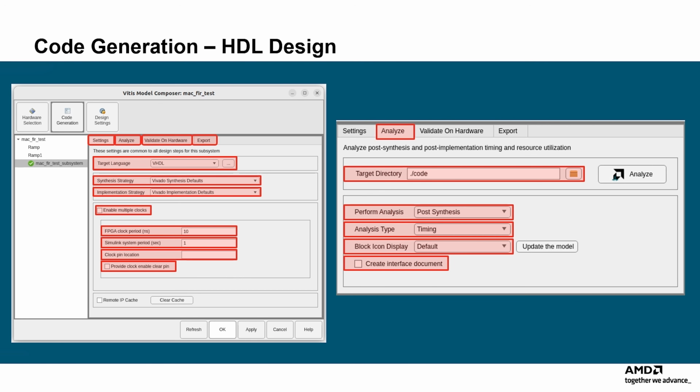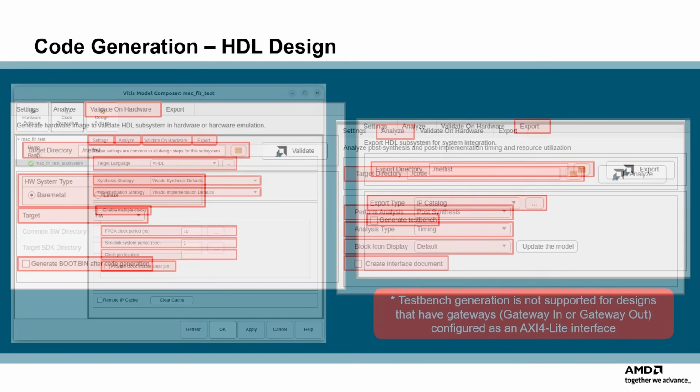Block icon display. This allows you to specify the type of information to be displayed on each block icon in the model after compilation is complete. And create interface document. When this checkbox is selected, the tool creates an HTML document that describes the design being netlisted.